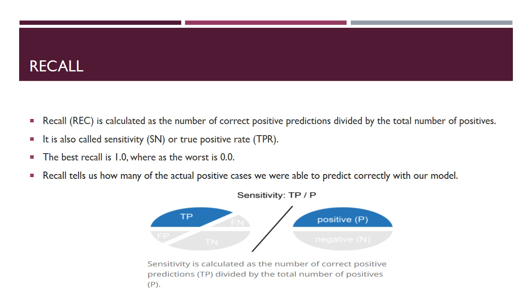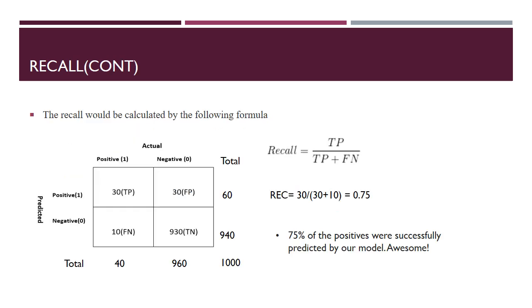So if we talk about our model, true positives were 30, and true positives plus false negatives were 30 plus 10, that is 40. So 30 by 40 equals 0.75. So we are talking about the recall. Out of 40, the model correctly detected the disease in 30. So 75% of the positives were successfully predicted by our model.